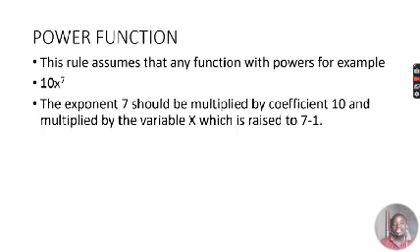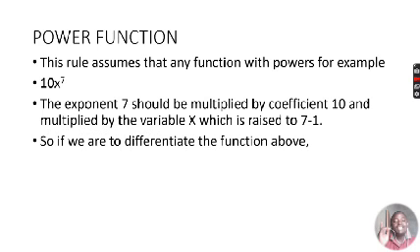In that expression, 7 is the exponent, 10 is the coefficient. And that 10 should now be multiplied by the variable x, which is raised to 7 minus 1. So x is raised to the power 7 minus 1. That's a rule that you should understand.